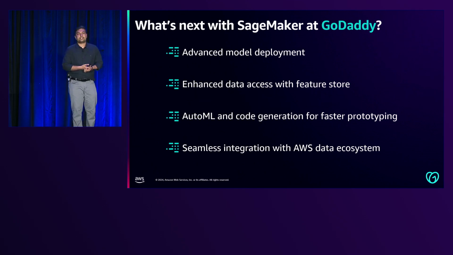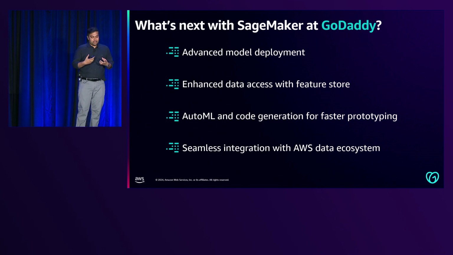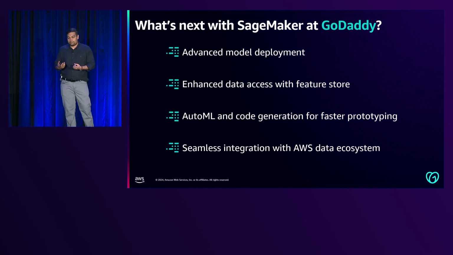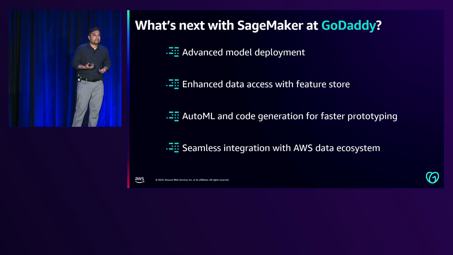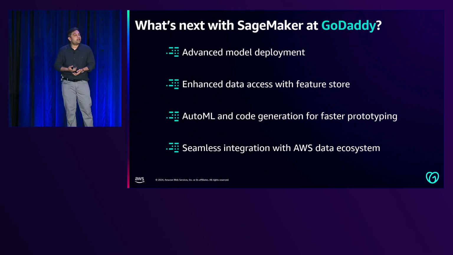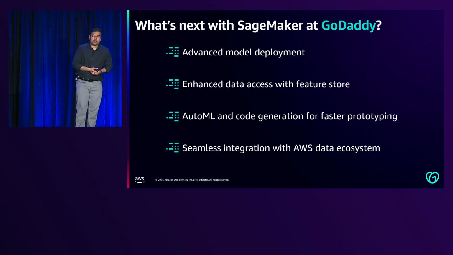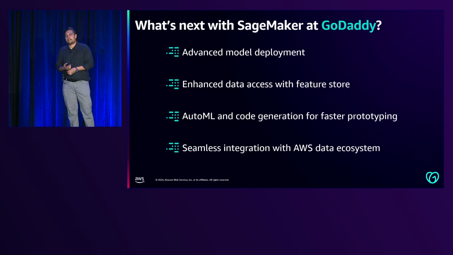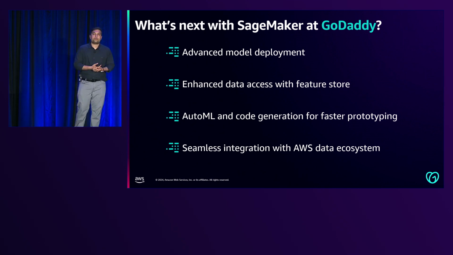SageMaker AutoML is something we are exploring, where it helps to accelerate model deployment, which of course fuels our innovation. And we are also focusing on integration with AWS Data Lake, Redshift, and EMR in order to strengthen our data exploration and boost AI efficiency.